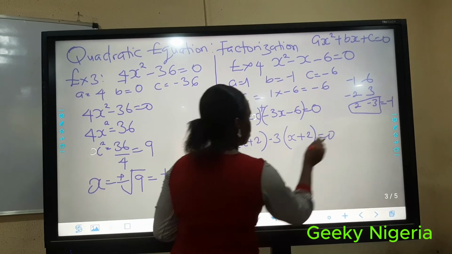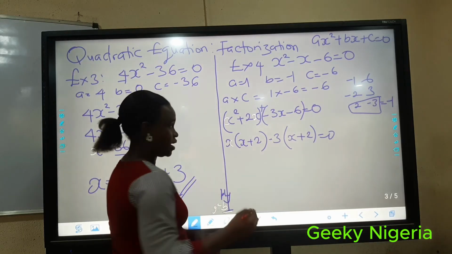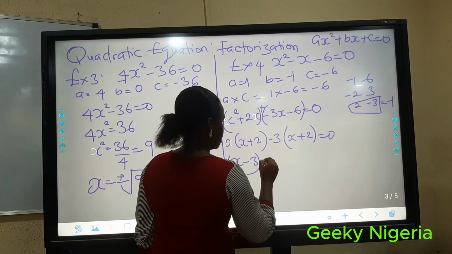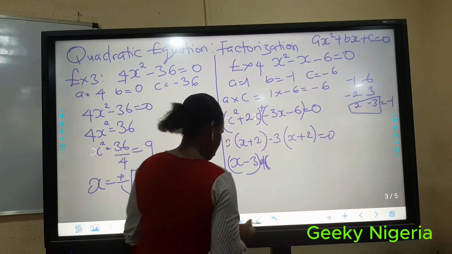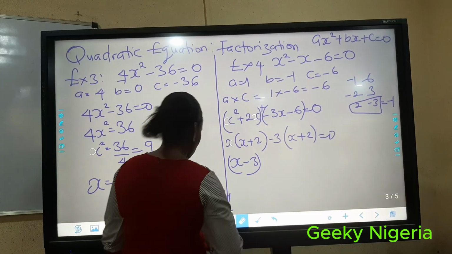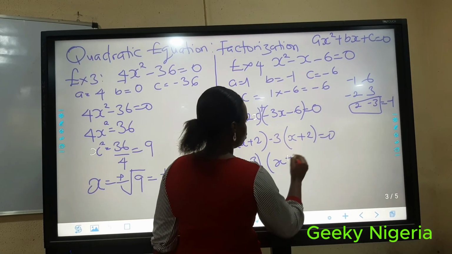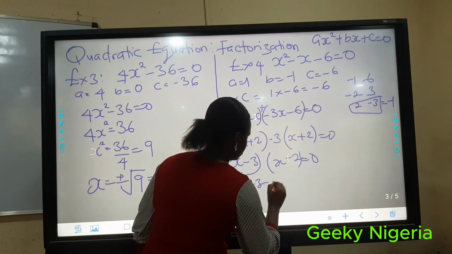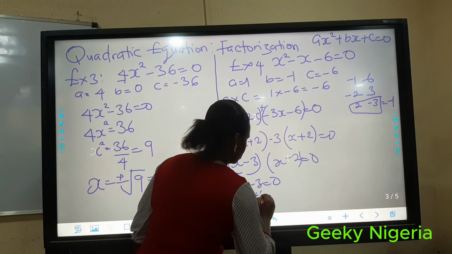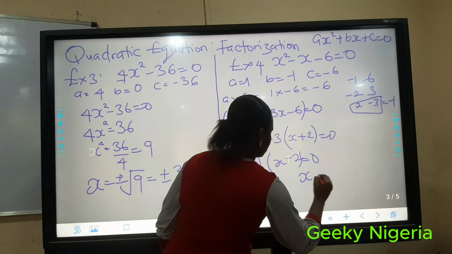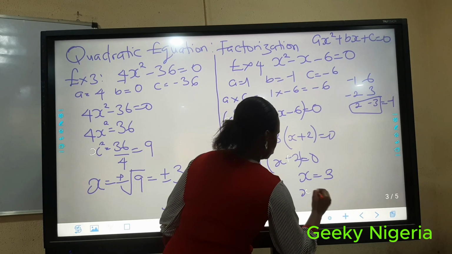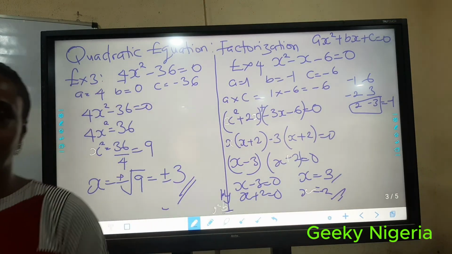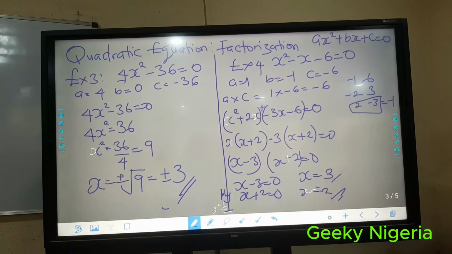Like I said, once you have it like this, you know you're going in the right direction. So we're having x minus 3 and x plus 2 as the common brackets. Now x plus 2 is equal to 0, and x minus 3 is equal to 0. So x equals 3, x equals minus 2, and that is the final answer.